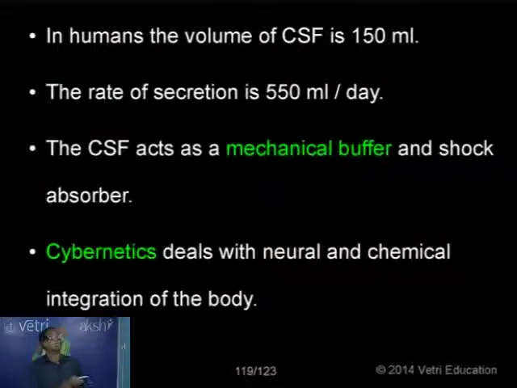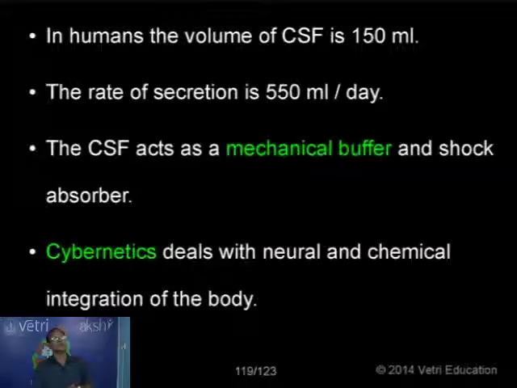Now, what is the volume of CSF in humans? It is about 150 ml. What is the rate of formation? It is about 550 ml per day. And what is the role of this CSF? It acts as a mechanical buffer, found inside and outside the central nervous system, keeping the pressure normal inside the cavities of the ventricles of the brain. It also acts as a shock absorber, protecting the brain from external injuries while the head is moving. So that is about the CSF.